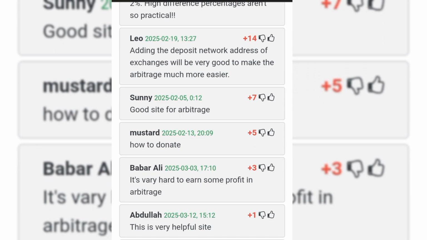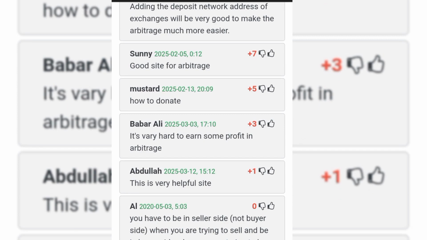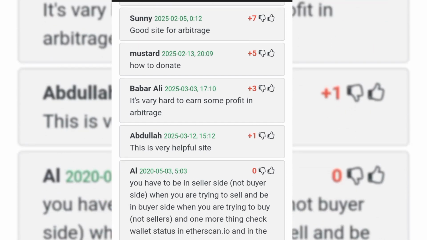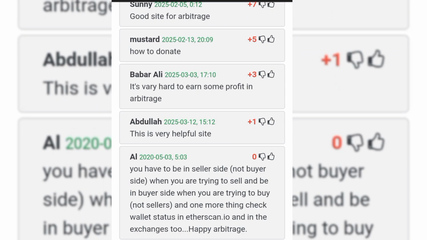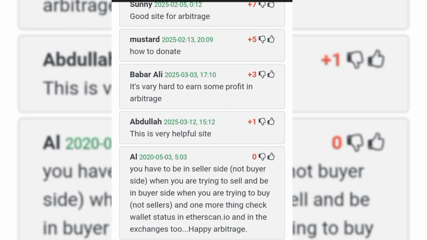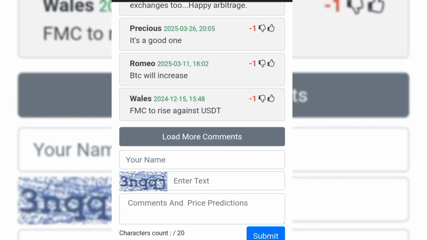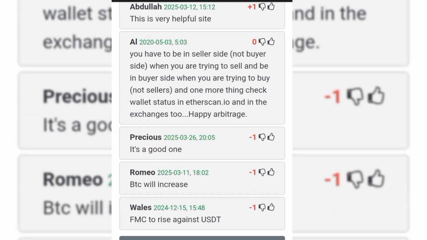Okay, so right now you can see their names. So many comments right here. Maybe look at this person. He has already made profit and he's asking how to donate. He wants to donate to this website for giving him this particular opportunity. Yes, some people are saying it's very hard to earn some profit in arbitrage. Yes, it could be hard if you catch this arbitrage opportunity late. If you have it late, it could be hard, right? Yes, so you can see Precious, it's a good one. So that's it, by the way. That's how it's been done and how you can capitalize on it.